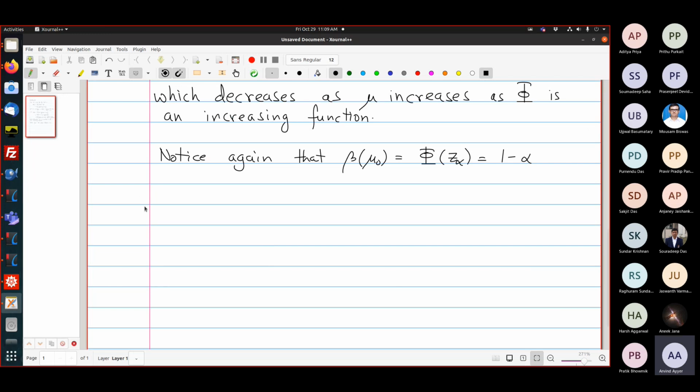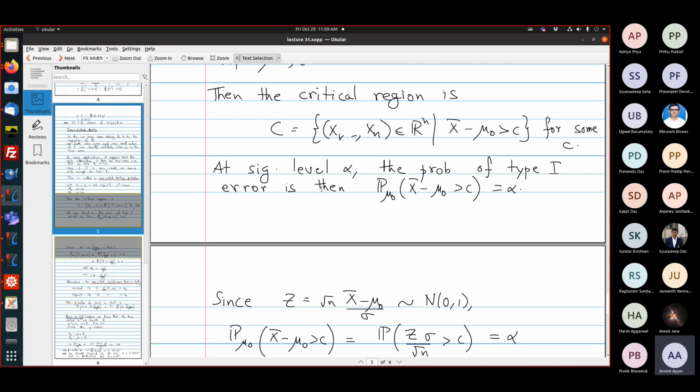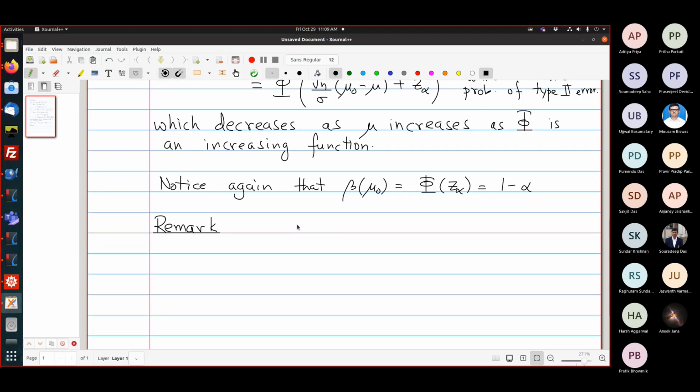Okay. So let me make another remark. What we have done in this one-sided test, let me go back to last lecture's notes: we are testing the null hypothesis that mu is equal to mu naught, as compared to the alternative hypothesis that mu is greater than mu naught. But what if you want to test mu is less than or equal to mu naught versus mu greater than mu naught? This is a natural question. So let us answer that.